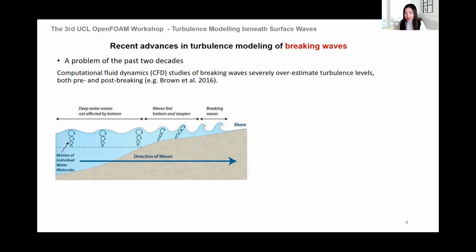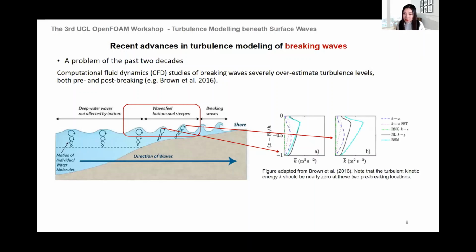So before wave breaking, as we have mentioned, it can be regarded as potential flow theory, where no turbulence is generated. So the turbulent kinetic energy, K, should be 0. However, it was found in Brown et al. 2016 that in this region, before wave breaking, where there should be no turbulent kinetic energy, almost all of the RANS models have overpredicted the turbulence with a non-zero value here.